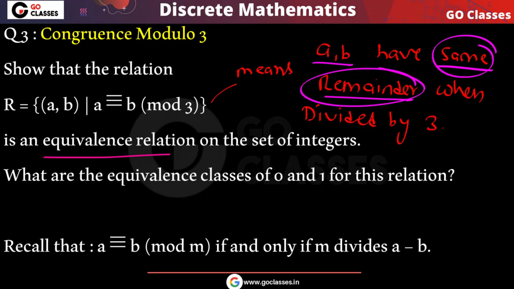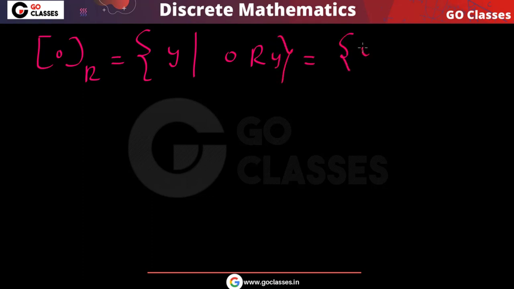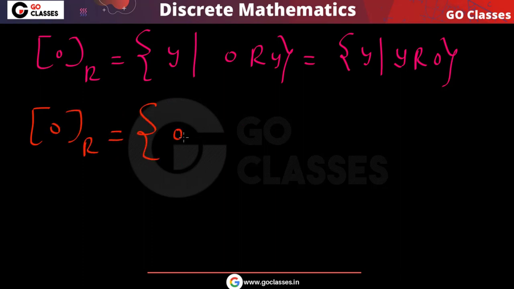Because this is an equivalence relation, you can find the equivalence classes of 0, 1. So what is the equivalence class of 0? It means those elements to which 0 is related, or those elements which are related to 0, because an equivalence relation is symmetric. Both of these are correct. So what is the equivalence class of 0? Equivalence class of 0 will be 0.